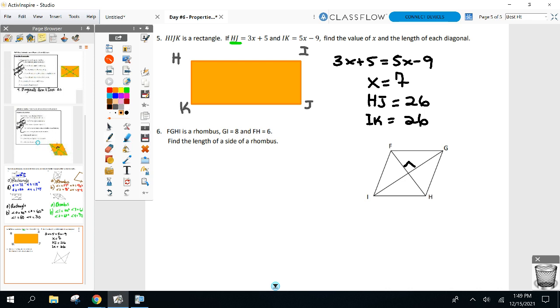Let's keep going. Serena, what do you got for me? Diagonals bisect each other. Okay, so at least now on GI, I can put 4 and 4. And on FH, I can put 3 and 3. Everyone agree? Oh, I think I got something here. I got a right triangle where I already know 2 of the sides. And I'm trying to find the third.